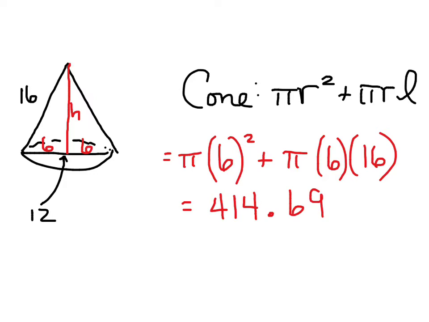If you type the same thing in but use 3.14 instead, you get 414.48. So just so that you know, I'm not going to mark that wrong if it's just a little off like that because of what you used for pi, okay? But if it's a problem that didn't have pi, then it should be right on. Is everybody okay with how to find the area of a cone? Everybody good? Okay. So the second one.